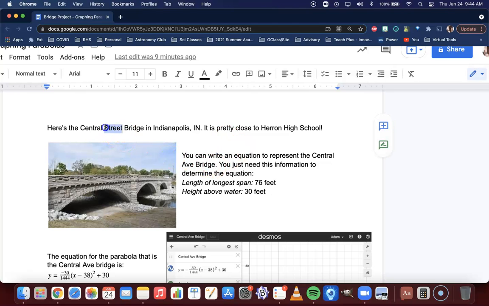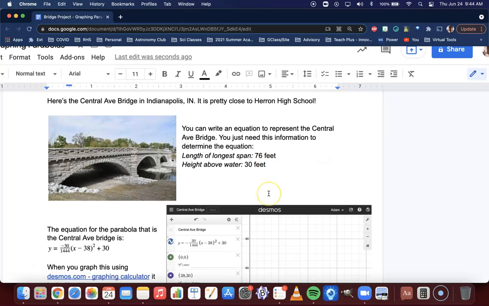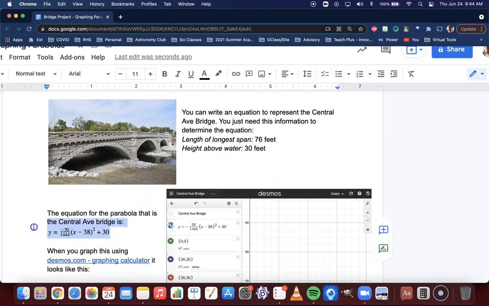We'll change that. It should be Central Avenue Bridge in Indianapolis. It's very close to Heron. This one's quite a bit smaller. Its longest span is only 76 feet instead of 4,200 feet. The roadway is about 30 feet above the water. So you can use that information to calculate the equation.